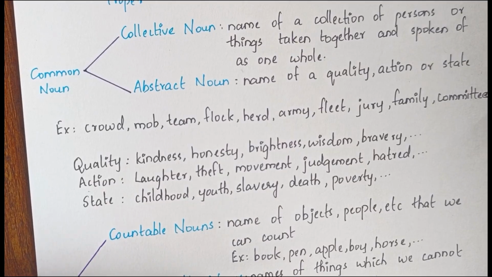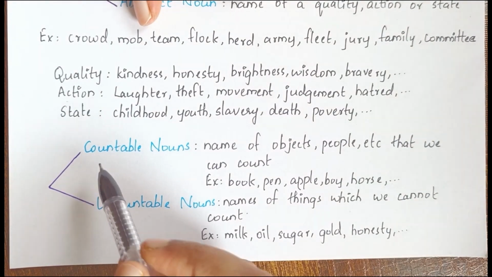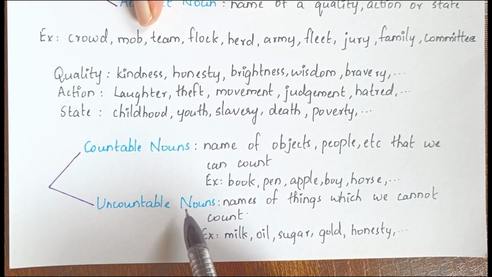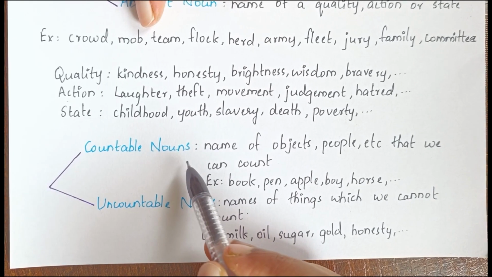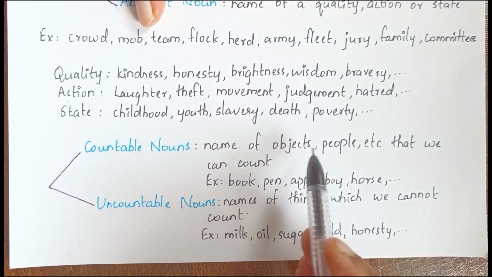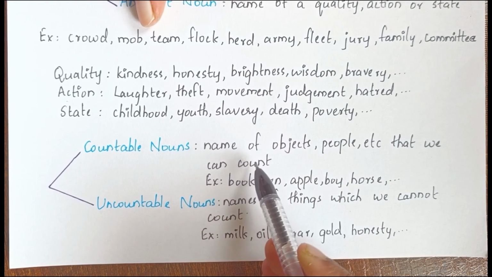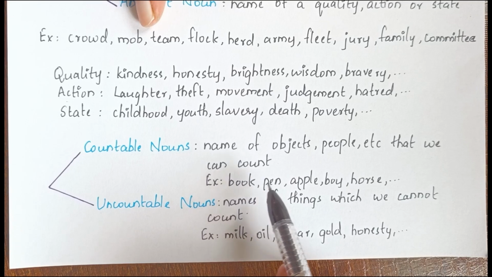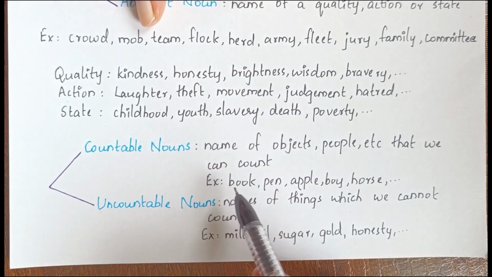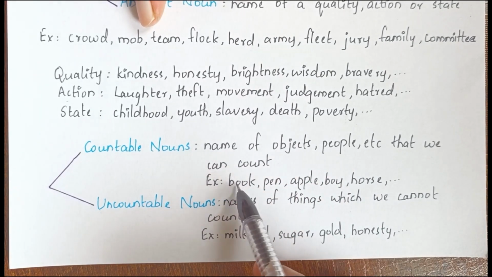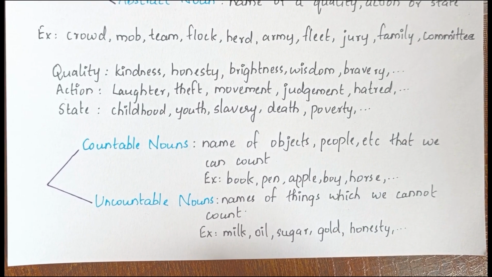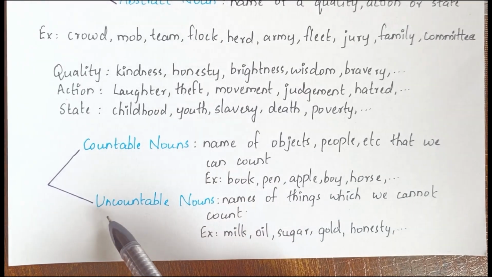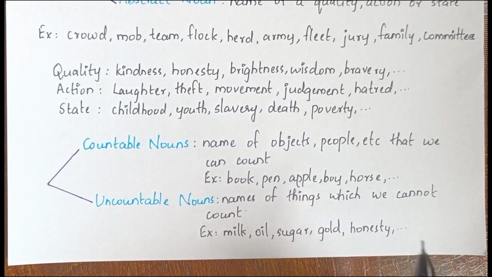Next classification of noun is the countable nouns and uncountable nouns. This is very important. So what is countable noun? It is the name of objects, people, etc. that we can count. And the examples are book, pen, apple, boy, horse, we can count every one of them. There is book, pen, apple, we can count all this, how many books are there, how many pens are there, we can make a count of that. But uncountable nouns are names of things which we cannot count. For example, milk, oil, sugar, gold, honesty.